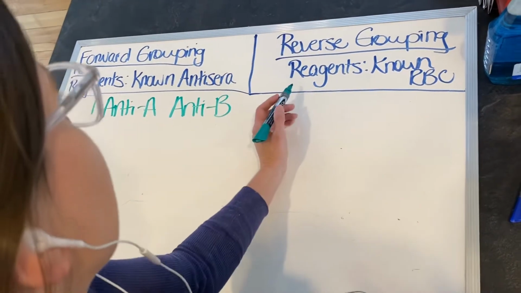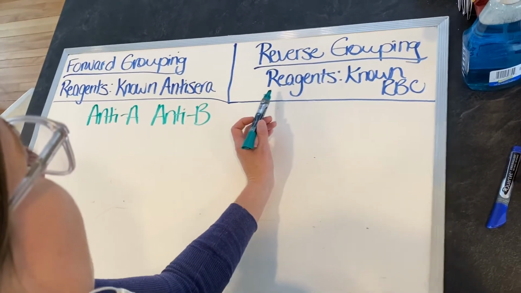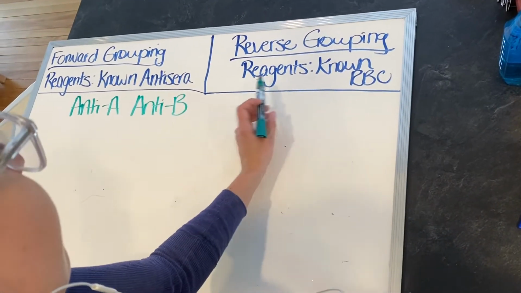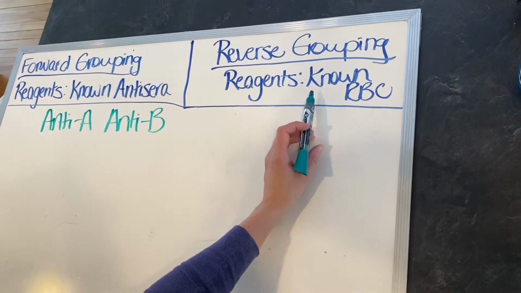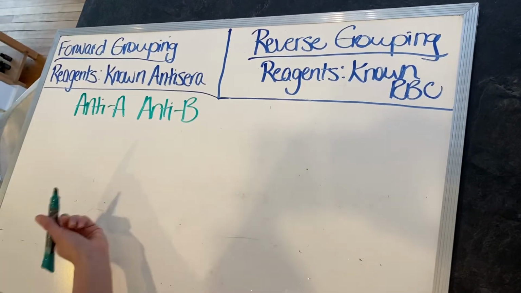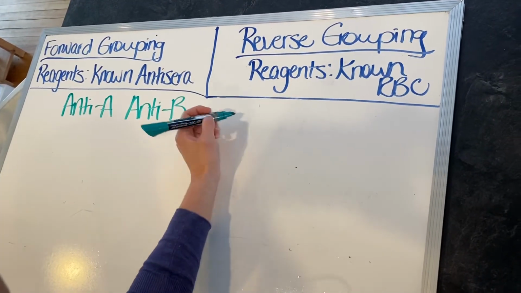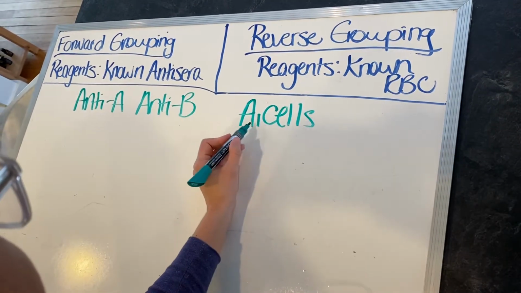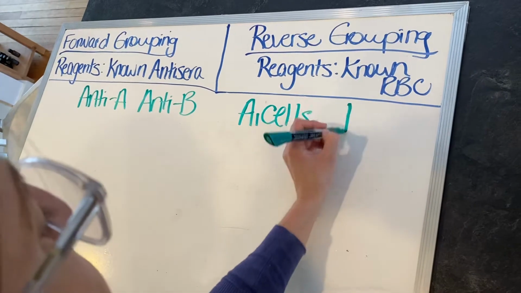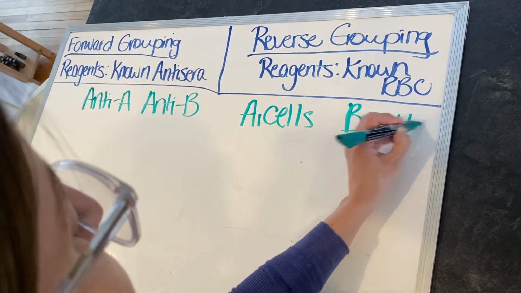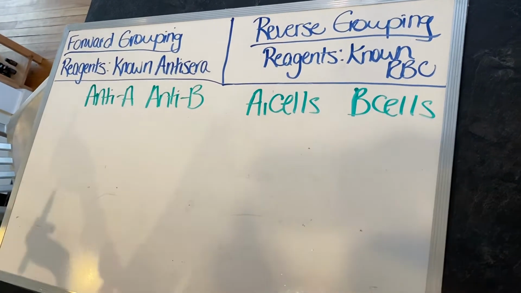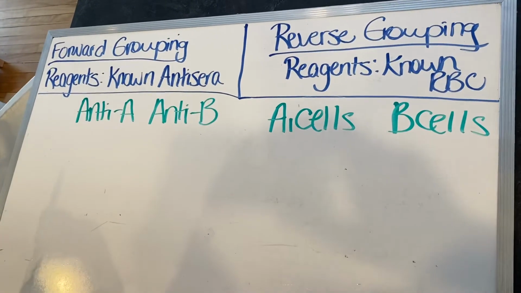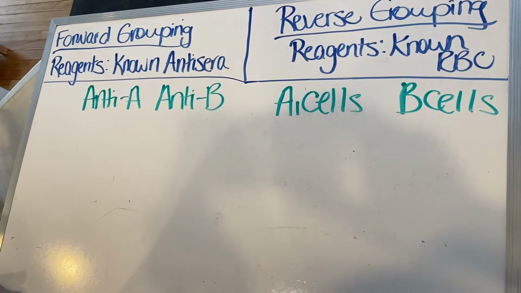And then for the reverse grouping, we're going to use reagent known red blood cells. They're going to have antigens on them that we already know. The two that we use for that are the A1 cells, so they have A1 antigens on them, and B cells. And this is going to be standard no matter what patient we use. So that's the basic setup.